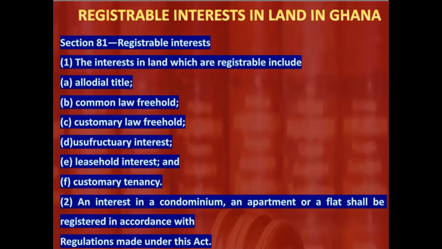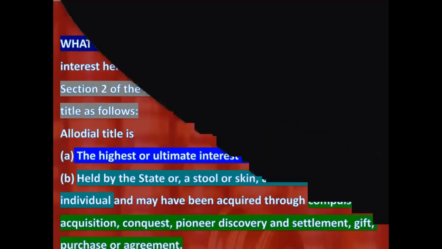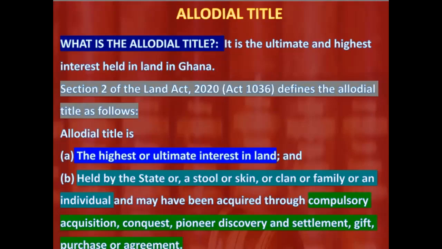Now, out of these 6 interests which can be held in land in Ghana, you remember in our previous lecture, we discussed 3 of them. We discussed the allodial title, which under Section 2 of the Act 1036 is the highest interest which can be held in land in Ghana, and the allodial interest can be held either by the state or the stool or skin or clan or family or an individual.